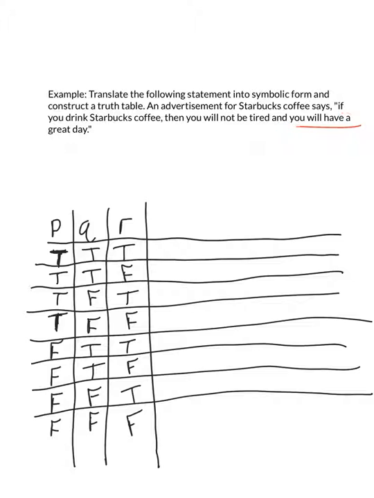Step 1, before we can get the math symbols going, we need to assign letters to represent all of our ideas that are inside the sentence we're analyzing. So looking at that quote from the advertisement, I'm going to start with letter P always. The first idea I see is that you drink Starbucks coffee. So let's let P equal you drink Starbucks.